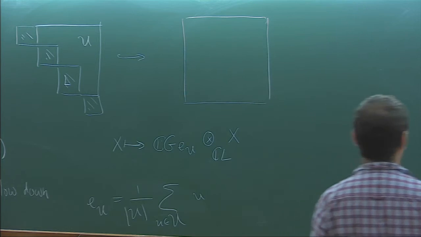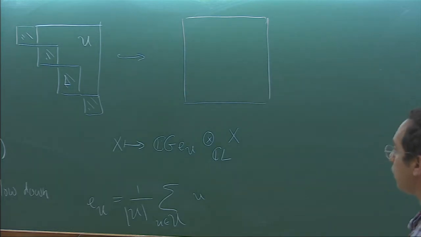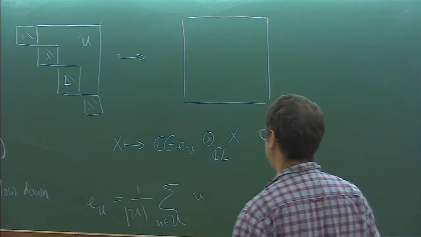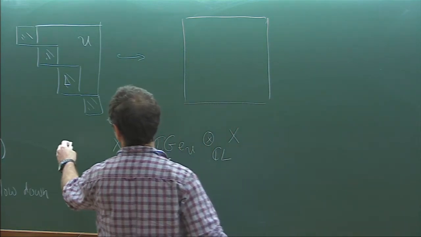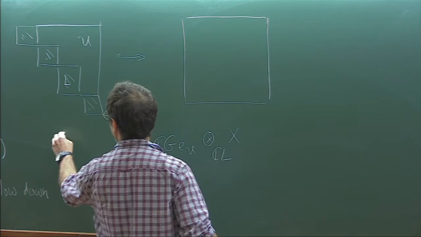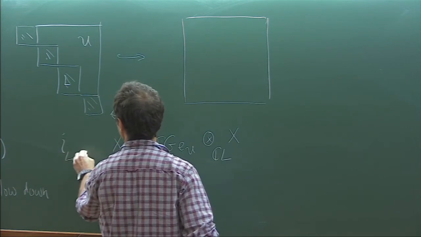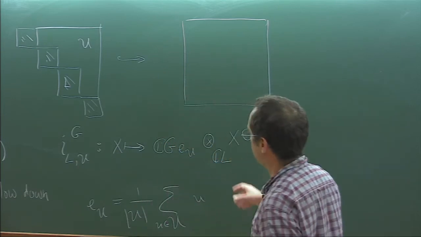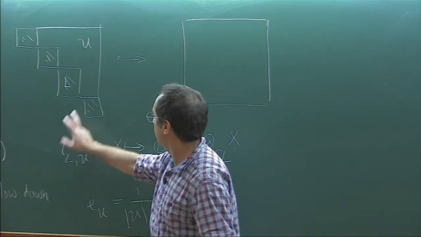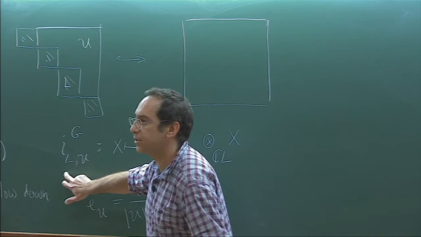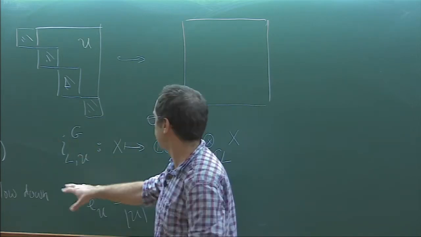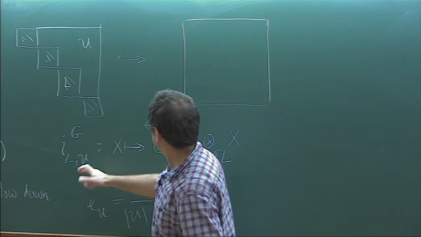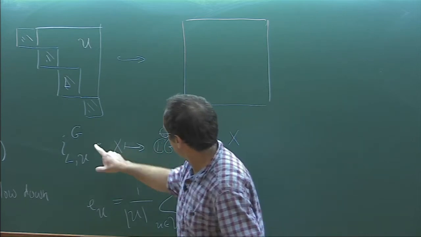In fact, what can be shown is the following, but maybe before, let me denote this induction by I_L^U G. This is the functor. I need to know what is L and I need to know what is U. Of course, I know what is L because that's the group I'm starting with, but I need to know U, and then I get this functor.